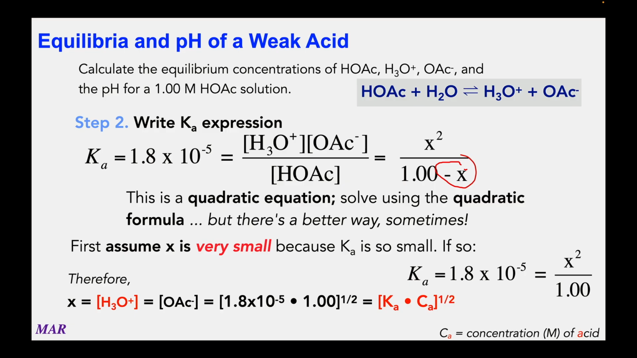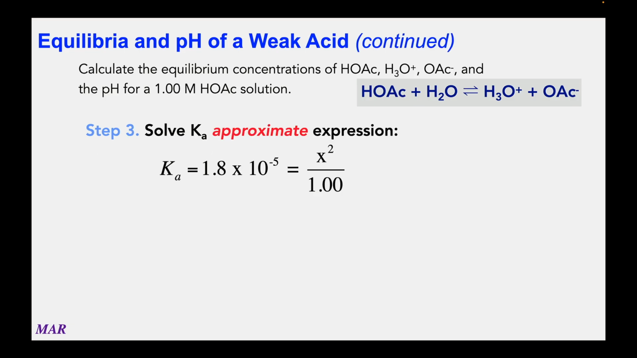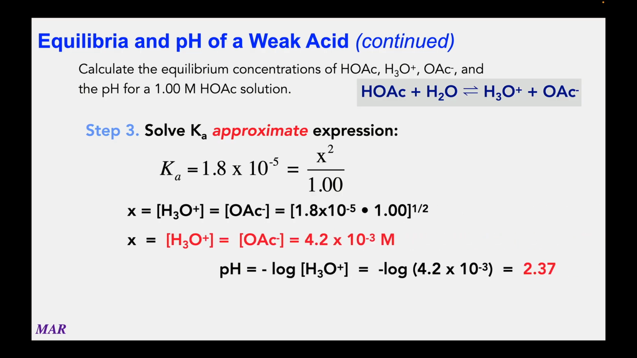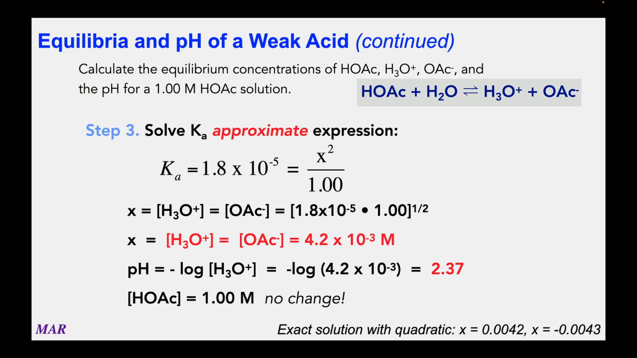And so that's a lot less math to do than a quadratic, and this is why sometimes people like doing it. The approximate expression ignores the 1.00 minus X, it ignores the minus X part, so you get Ka equals X squared over Ca, where Ca is the concentration of your acid. When you solve for x, x is literally equal to the square root of Ka times Ca. As you can see there, we're raising it to the 1/2 power, which is like square rooting. It's 1.8 times 10 to the minus 5 times 1, and the square root of that.